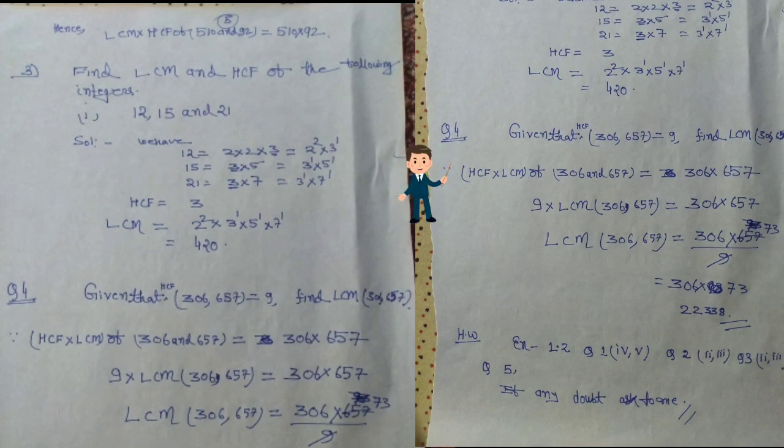Now come to question number 4. So HCF of 306 and 657 is 9. Now find the LCM. LCM is equal to the product of the given two numbers divided by HCF, which is 306 into 73, equal to this.